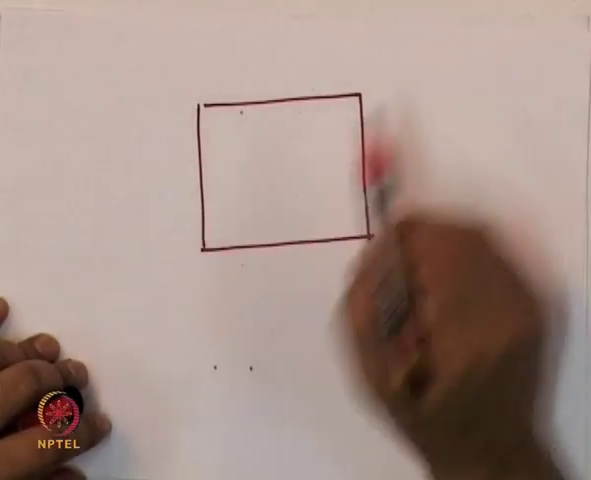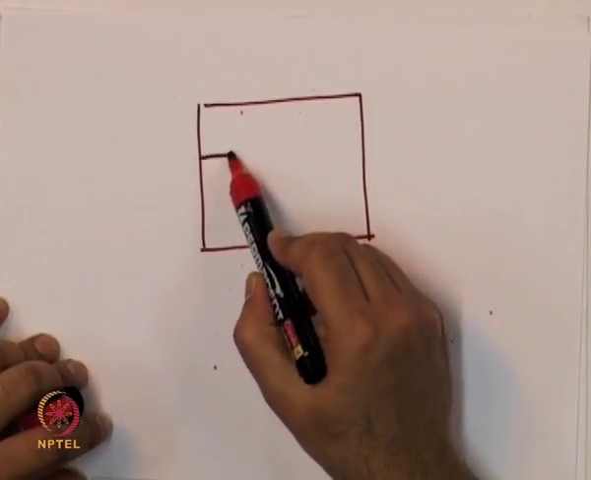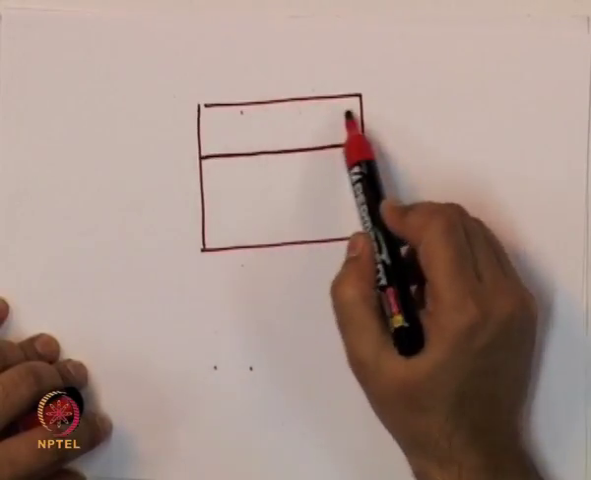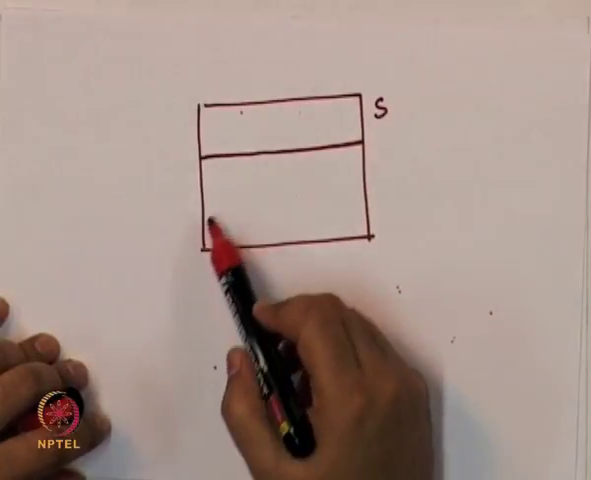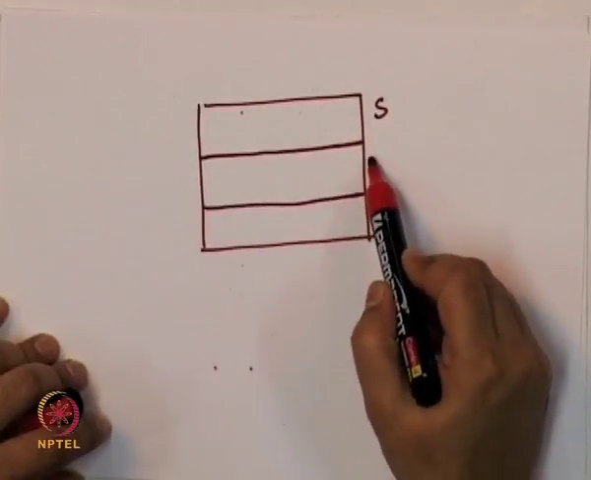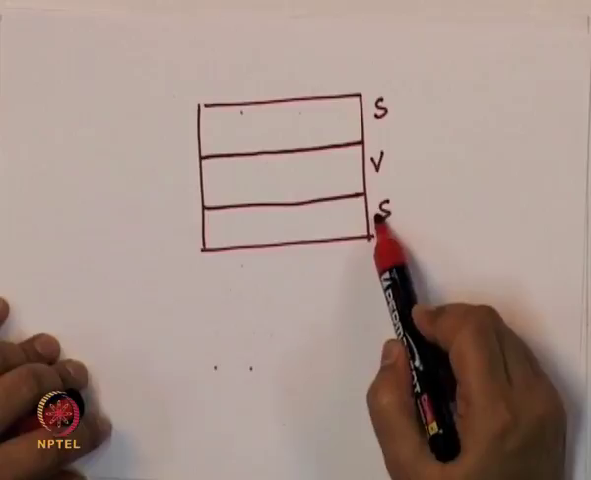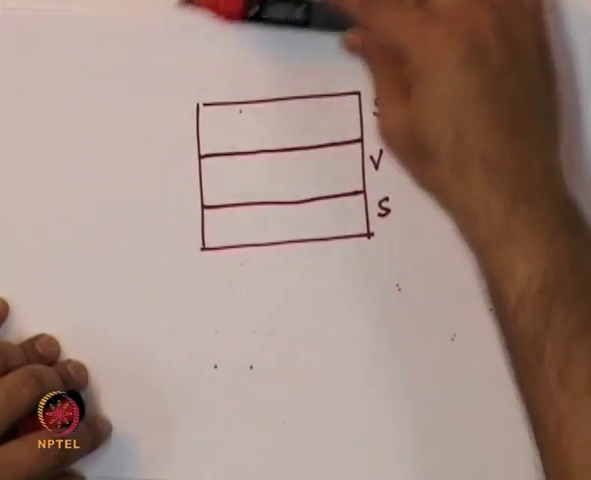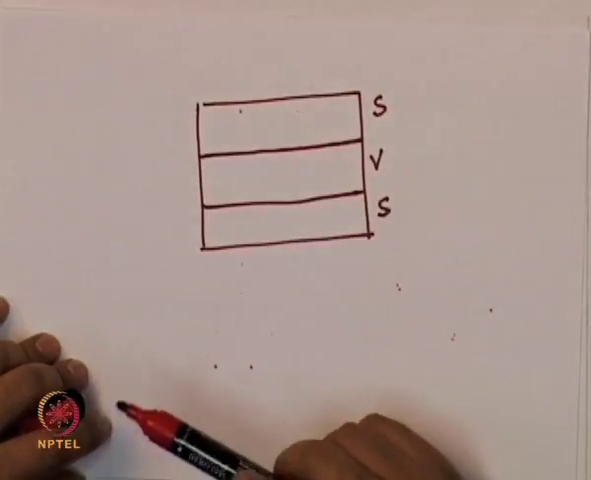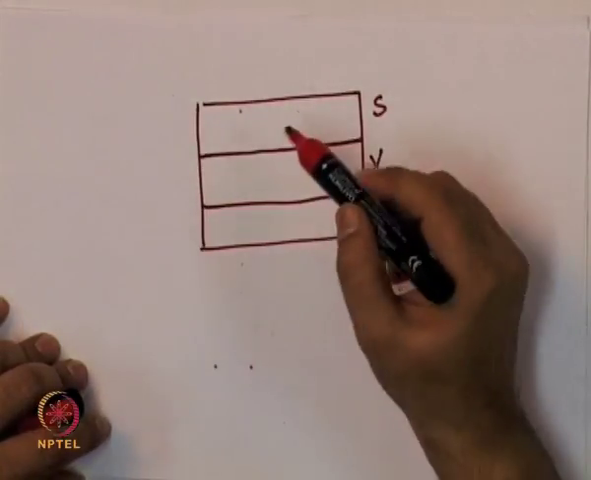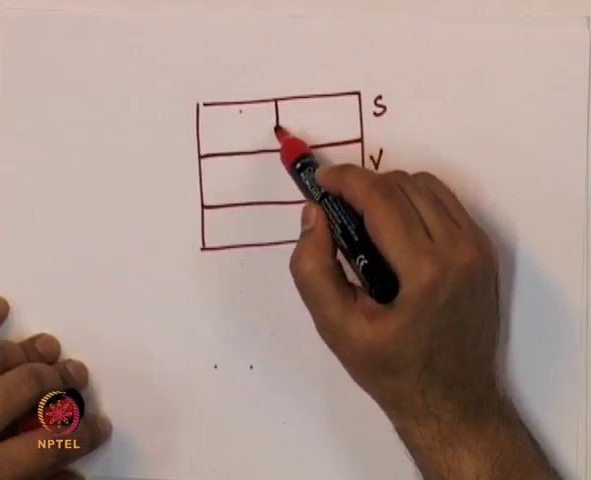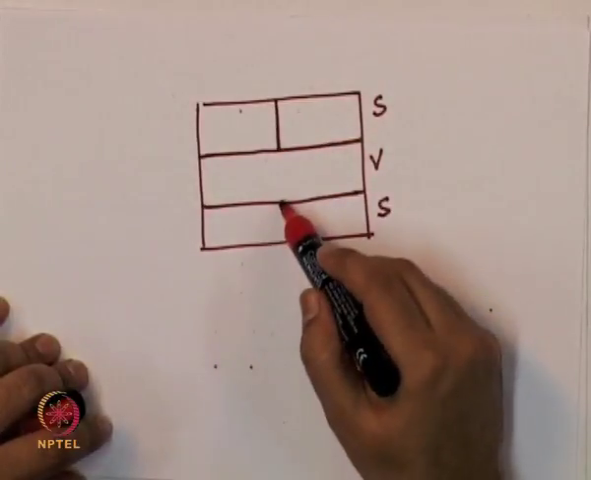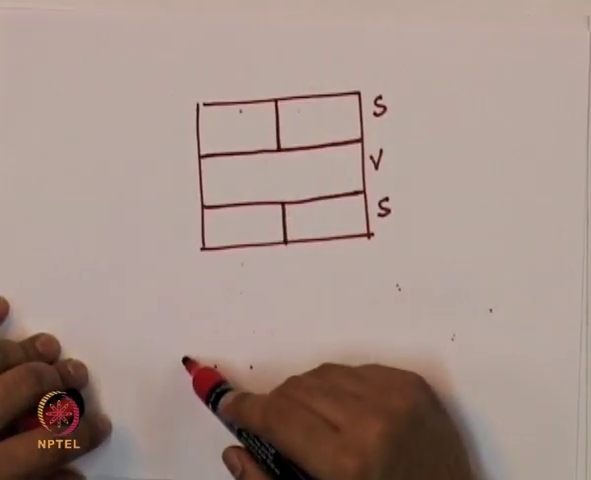Remember that I need periodic boundary condition. So, I am going to assume that this is solid and this is vapor and this is solid. So, I have solid here, I have solid here, by periodic boundary condition that is satisfied. Okay. Now, I am going to put a perpendicular boundary.